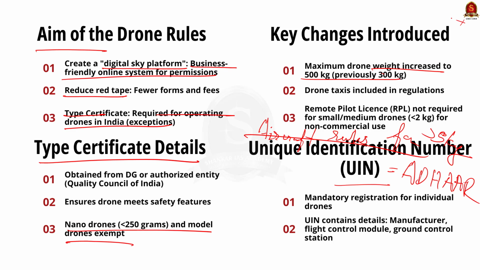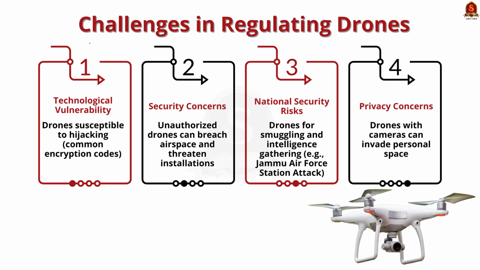Now let us see some challenges associated with the regulation of UAV, that is Unmanned Aerial Vehicles or drones. The first important challenge is technological vulnerability. See, drones are high-tech products and are vulnerable to hijacking. Although communications between drones and remote controllers are encrypted, the encrypted codes are often the same, making hijacking a simple target. Secondly, an unauthorized drone can breach restricted airspace, threaten sensitive installations, and interfere with commercial aviation. This raises safety and security concerns.